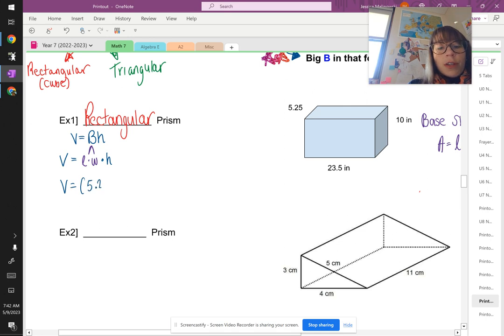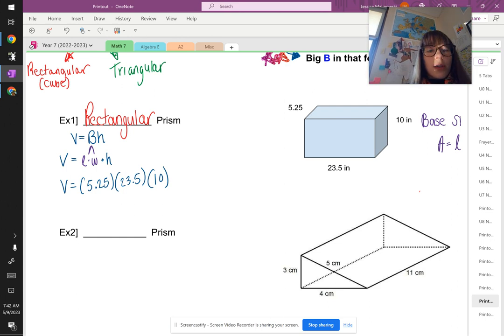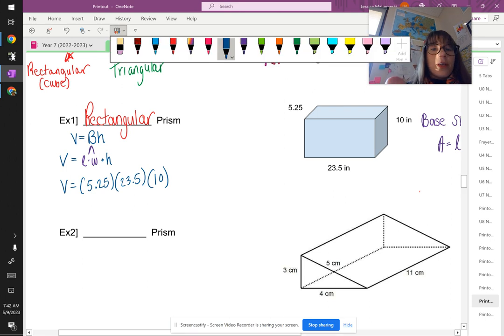So 5.25 times 23.5 times, and notice the way I'm first writing down the formula, then I am filling the pieces in. If you are not writing down the formula, you are going to lose credit on this.